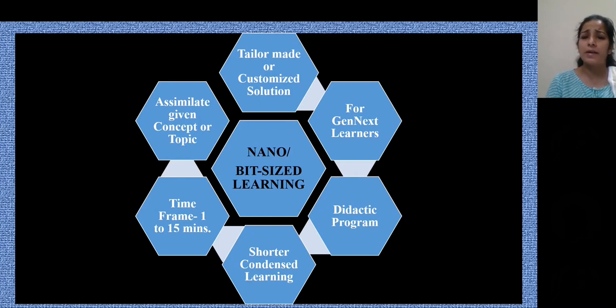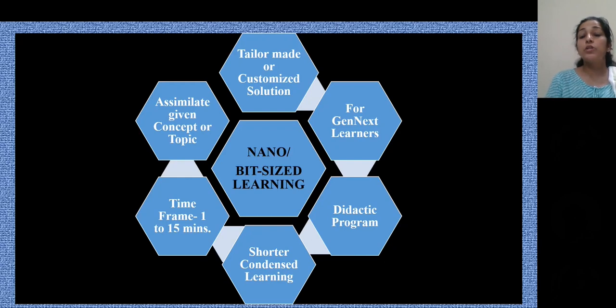Then we are talking about the didactic program. That means this program will deliver the information in terms of the best content in a short span of time with the best delivery. That means a nano learning capsule will cater to the needs of a consumer, of the student, and that will lead to brief knowledge about the concept. It will not take 20, 30, 40 minutes to complete a concept. That will take only 1 to 15 minutes maximum to complete the topic.